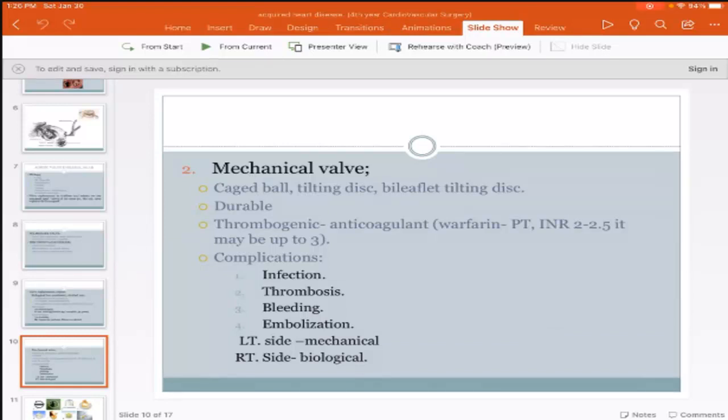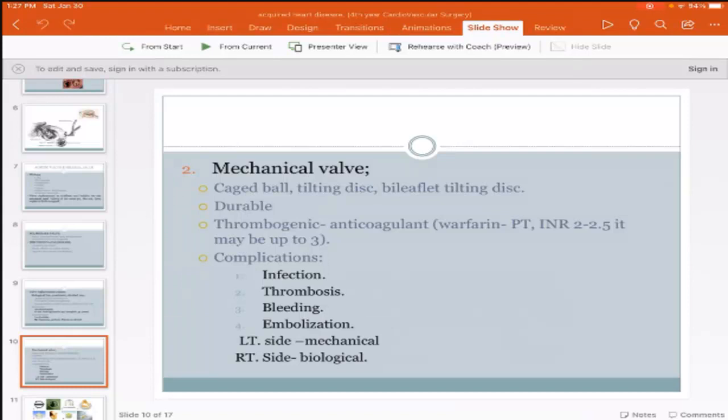Complication of that, because of the foreign body, a mechanical one may have a liability for infection, liability for thrombosis. If the PT and INR is low, or the PT INR is high, more than 3.5, it can lead to bleeding, or because of the mechanical one, maybe due to embolization, showing of the emboli. Always don't forget. I always repeat it on that one.